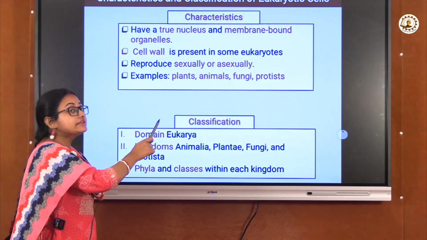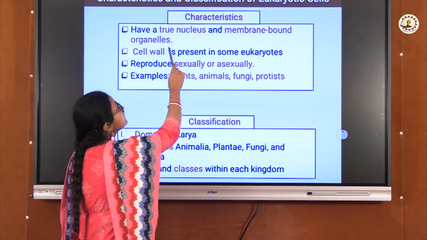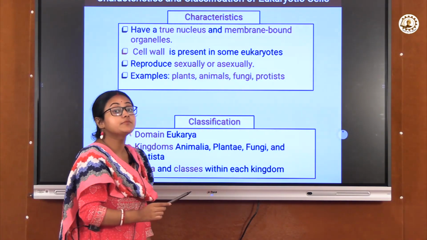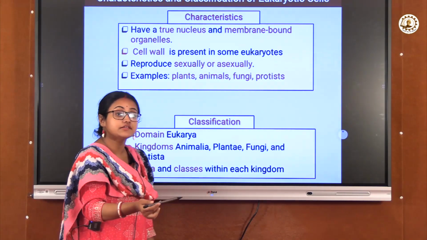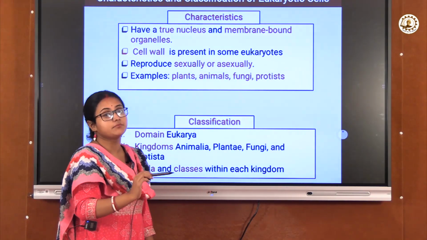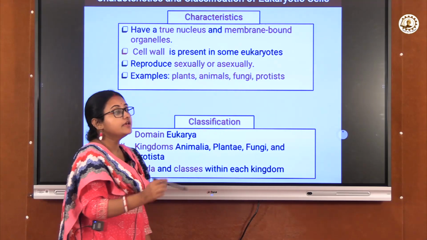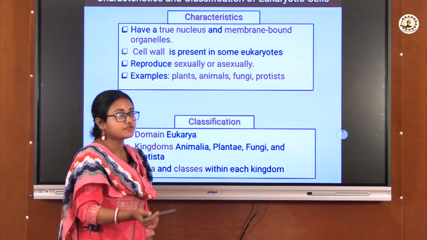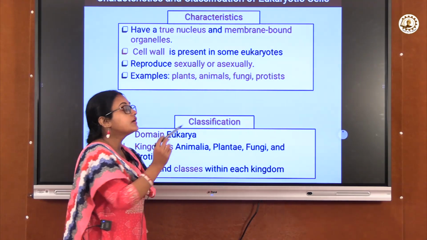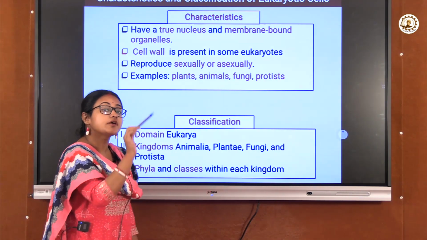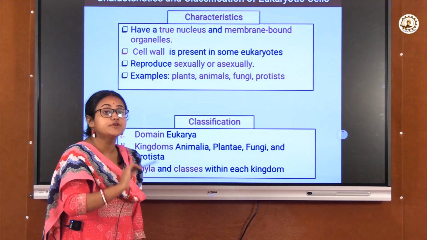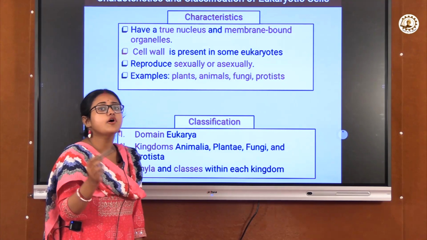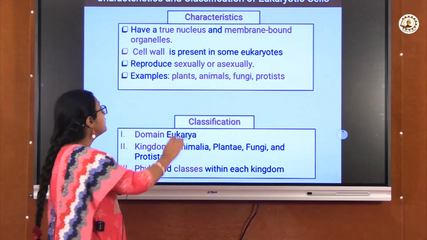So the characteristics of eukaryotic cells: they have a true nucleus and membrane-bound organelles, meaning the organelles present inside the cells also have a particular membrane, like the complete cell. For chloroplast, mitochondria, and Golgi body, there is also some membrane, and a cell wall is present in some eukaryotes like fungus or plants, not in animals.